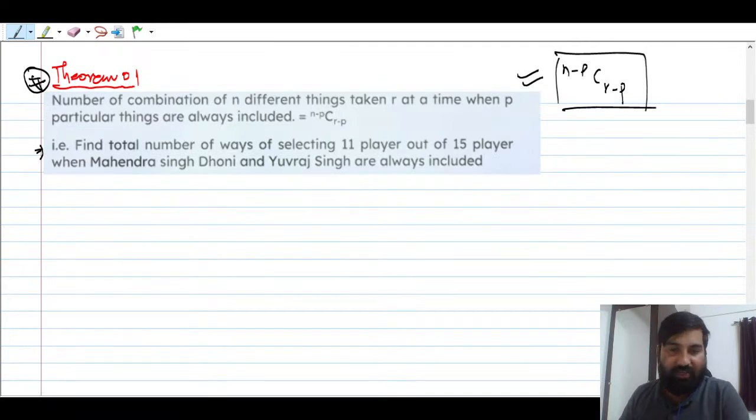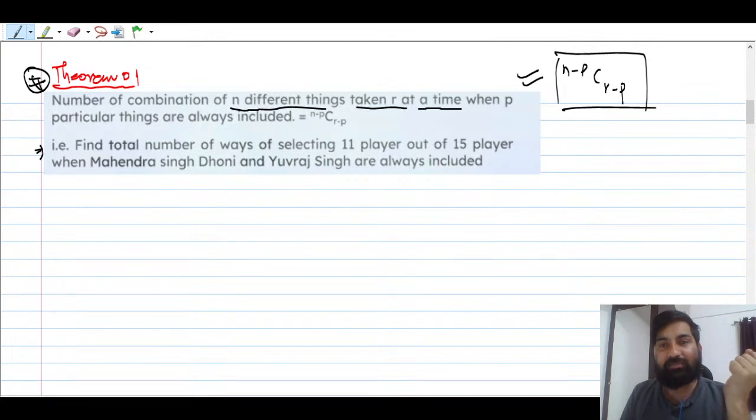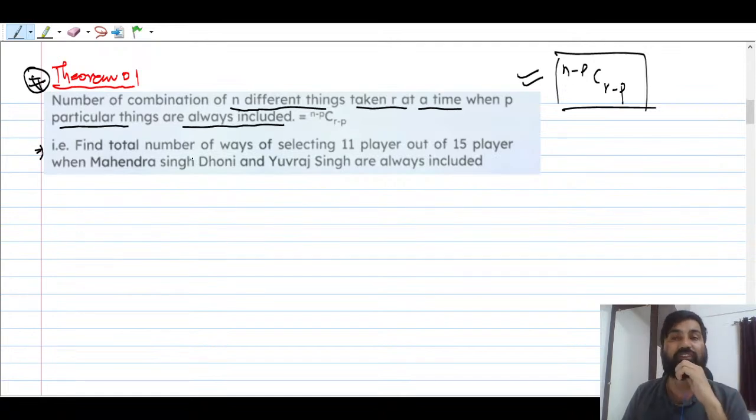So can somebody see here? Let me read theorem number one. Number of combinations of n different things, remember, n different things, meaning distinct objects, taken r at a time when p particular things are always included. Remember, there are n different objects, you can say n different things, and we are taking r at a time, where p particular things are always included.